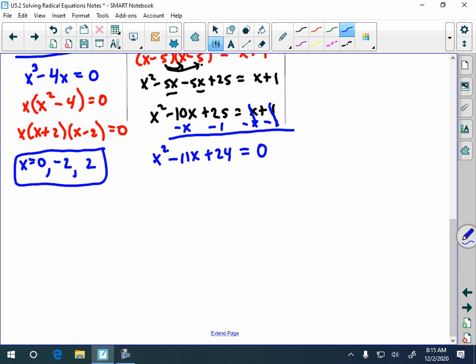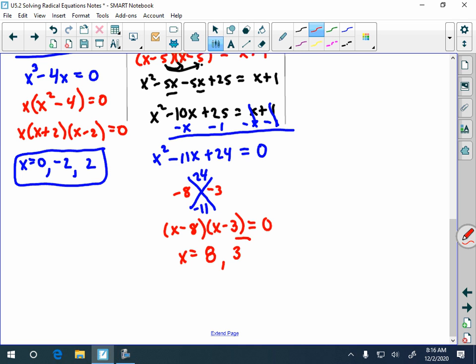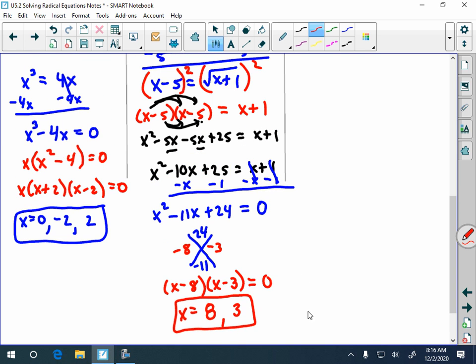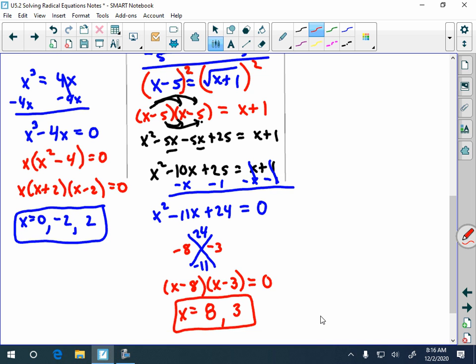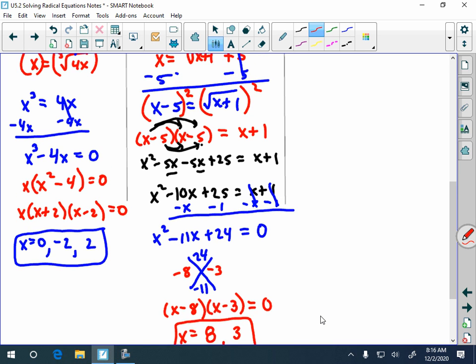So now I can use my x, because it's a trinomial. So two numbers that multiply to 24 that add to negative 11: negative 8 and negative 3. So now I'm going to set each of those equal to 0 and solve it. I'm going to get 8 and 3. Now, this is a square root problem, and so we have to be careful because with square root problems, again, it's possible they don't work. One of them could work, both of them could work, none of them could work. So we have to check each one.